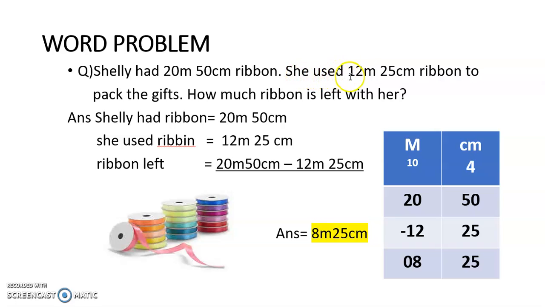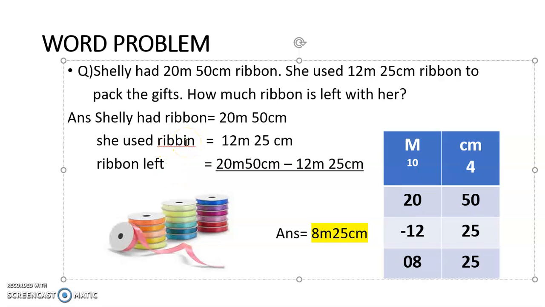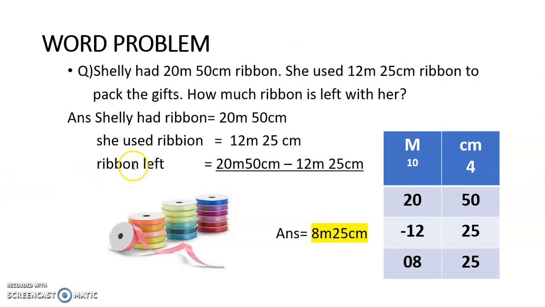She used ribbon 12 meter, 25 centimeter. And the ribbon that is left with her will be found by subtracting 12 meter, 25 centimeter from the total amount of ribbon that she had, that was 20 meter, 50 centimeter. So let us write it down in columns. 20 meter, 50 centimeter minus 12 meter, 25 centimeters.